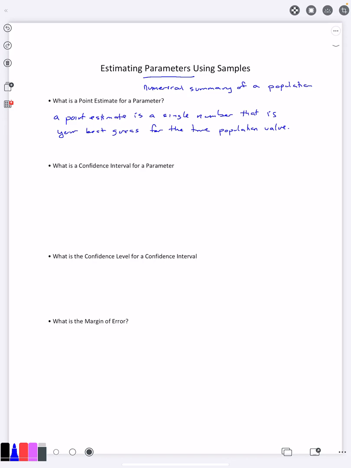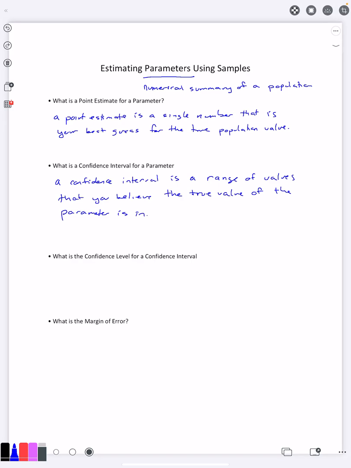The other way to estimate parameters is kind of a big thing in this class and something you've likely never seen outside of this class, and that's called a confidence interval. So a confidence interval is a range of values that you believe the true value of the parameter is in.